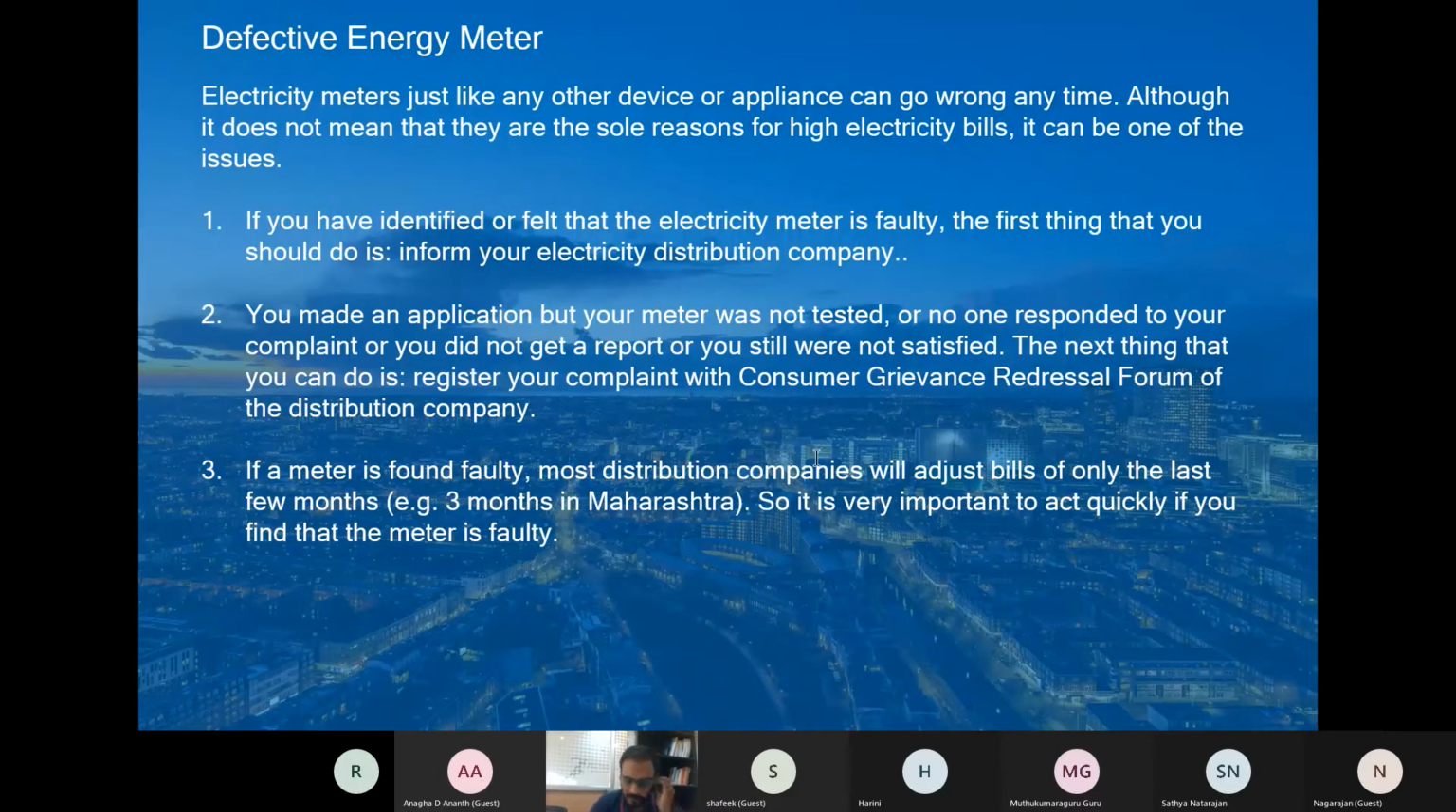Generally a meter can go wrong either way. A meter can go fast and can go slow as well. If it is found that the meter is very slow, then the excess amount will have to be paid by the consumer.